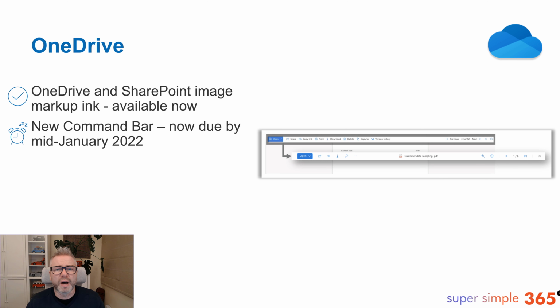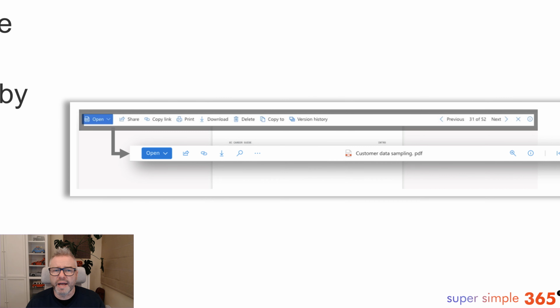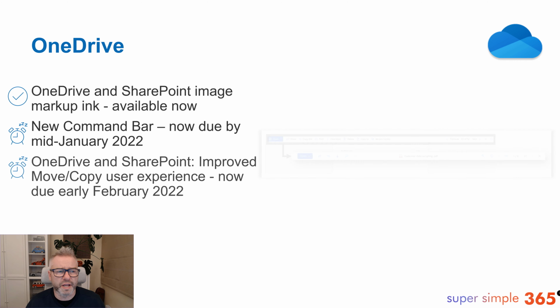The new command bar is delayed a little bit. It's now due by mid-January, so you can see that we've got a command bar there, the old one at the top. That's got the icon and it's got the details of what it is. The new version down here, you can see it's just simplified and it just loses some of the descriptions. If you hover over there, it tells you what they are still though. The OneDrive and SharePoint improved move copy user experience, now not due until February. Now I'm looking forward to this.